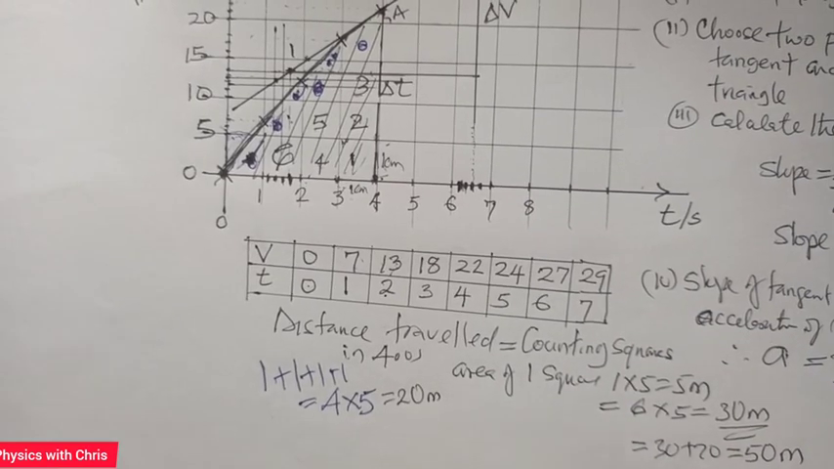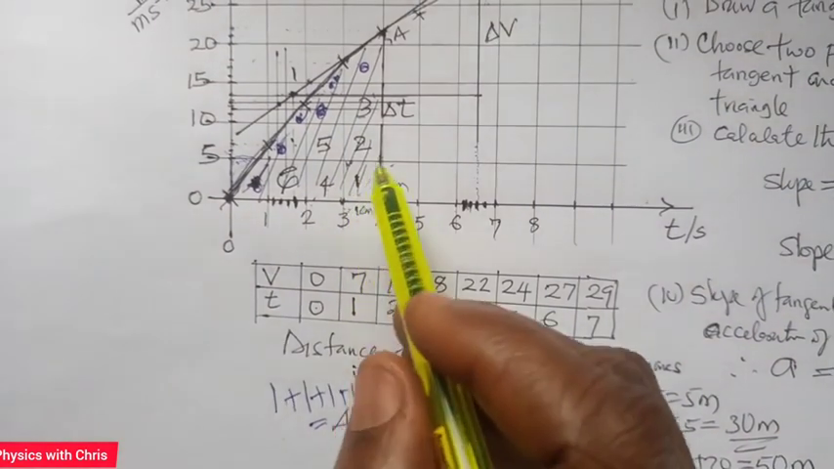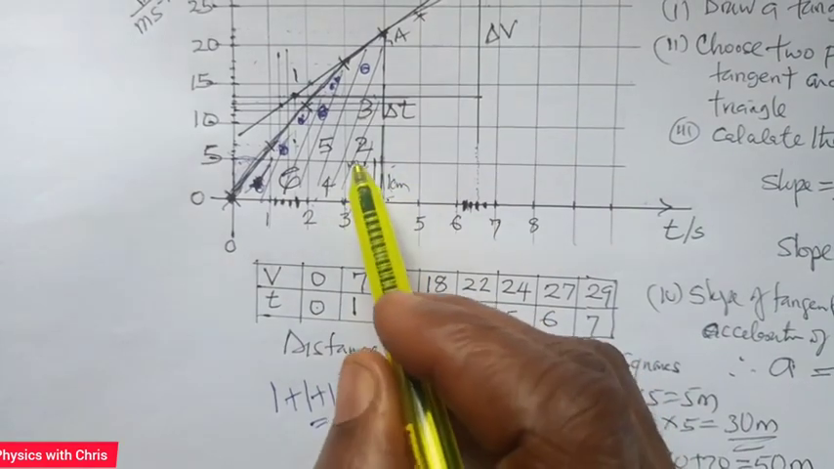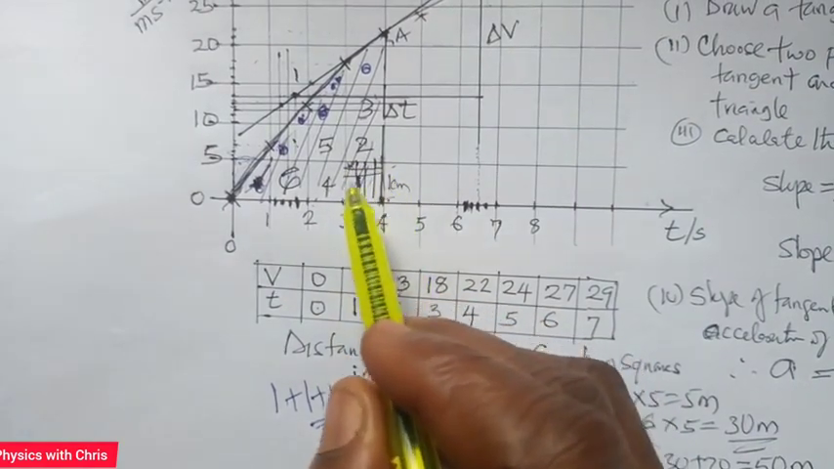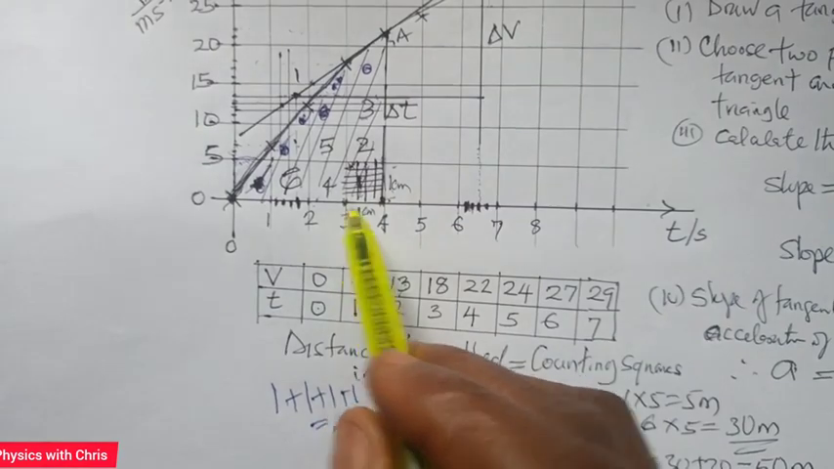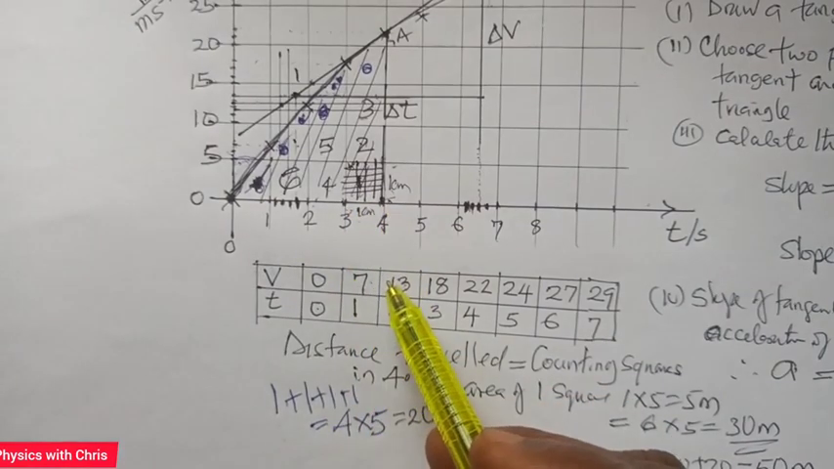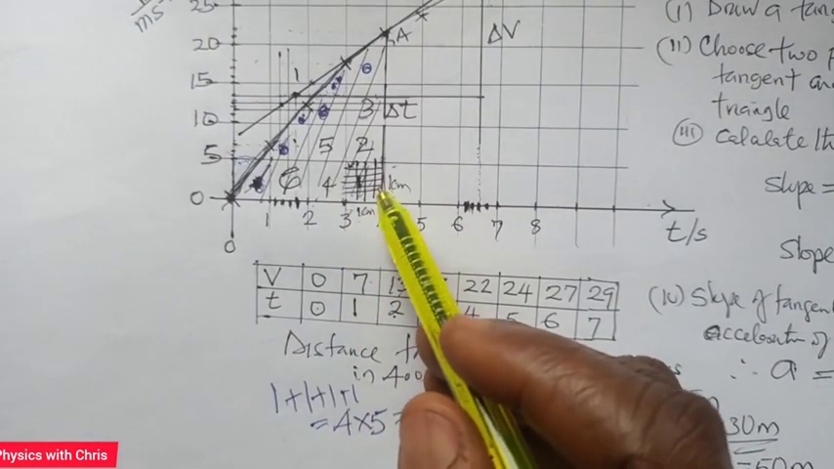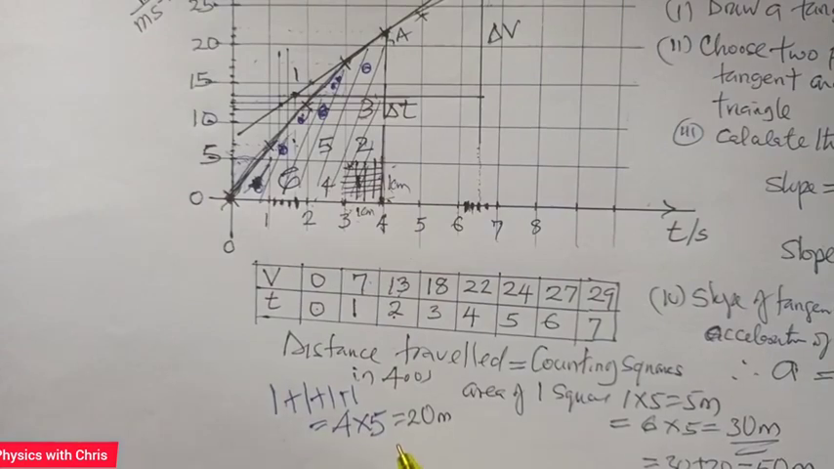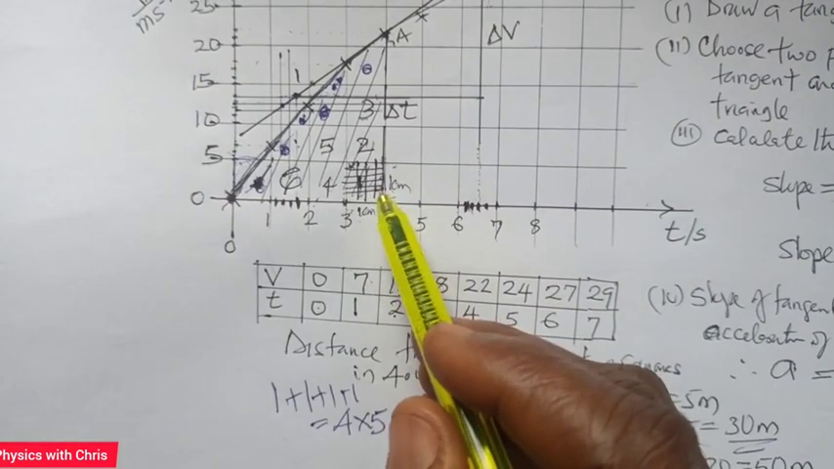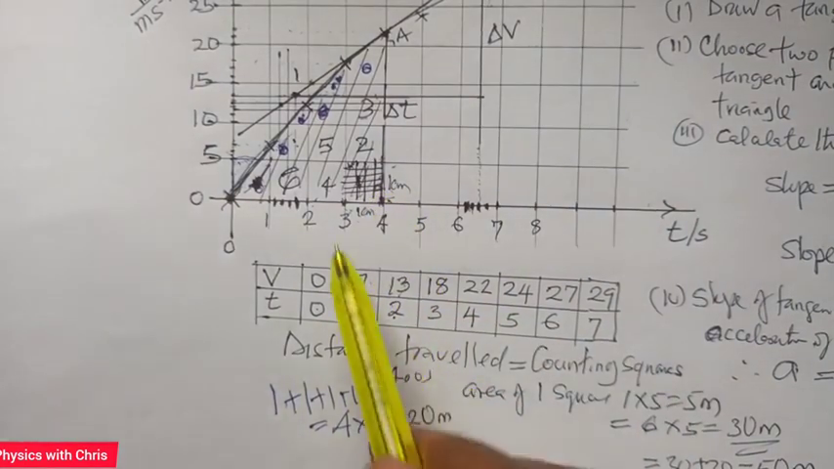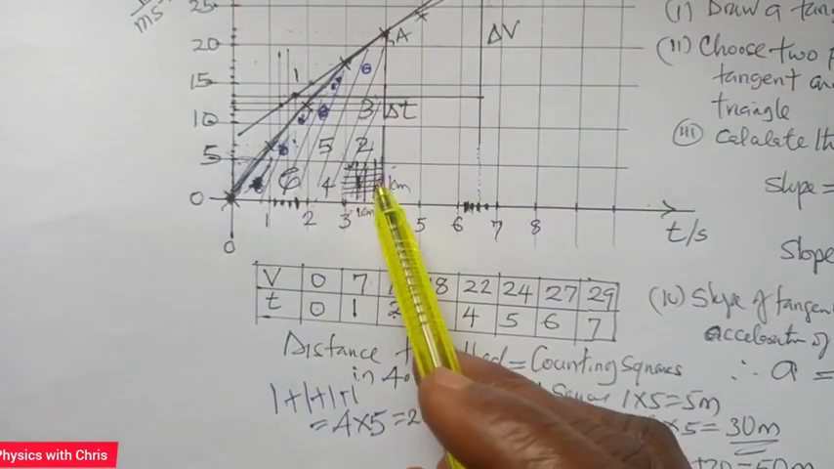But if you have a complete graph, after counting the large squares, you can also use the idea of small squares. We have small squares in between. In between this 1 cm square, we have about 5 small squares. You can decide to count those and multiply by the area of one small square. Then you call this one a large square and this one a smaller square.